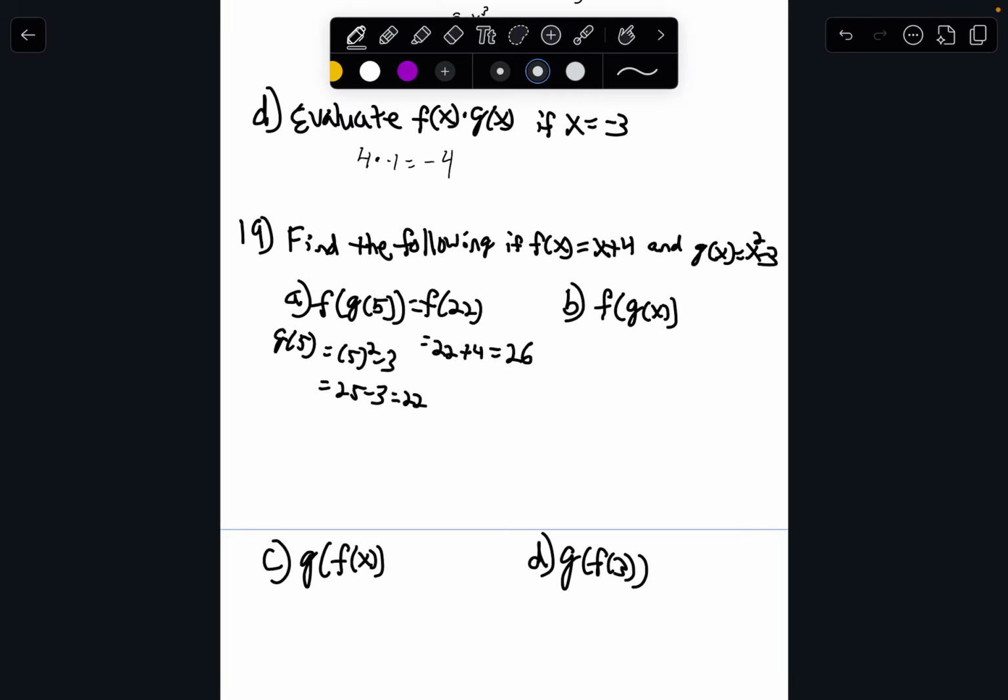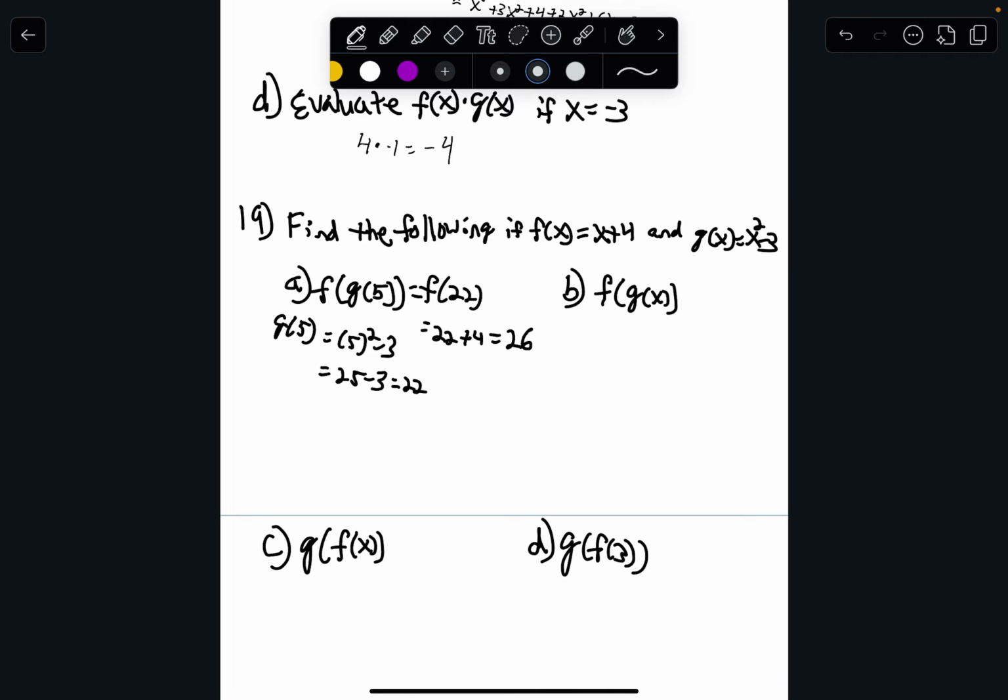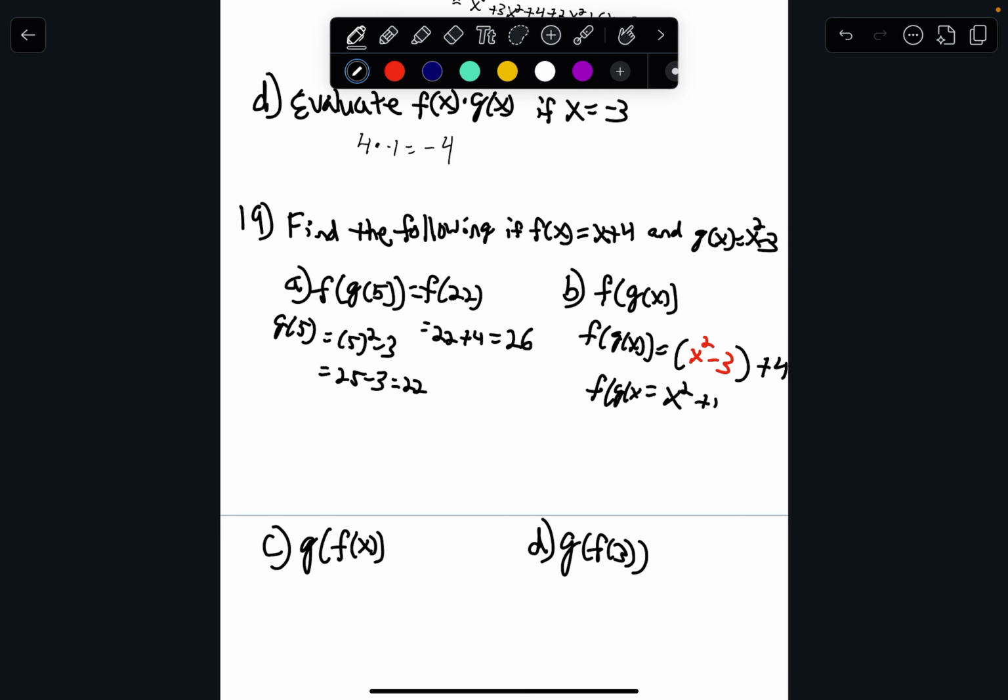All right, f of g of x. Now we're going to put g inside of f, which is f of g of x. It's just going to be x plus 4, but instead of x, it's g of x. And what's g of x? It's x squared minus 3. Okay? So f of g of x turns out to be just x squared minus 3 plus 4, which is x squared plus 1. This is f of g of x.